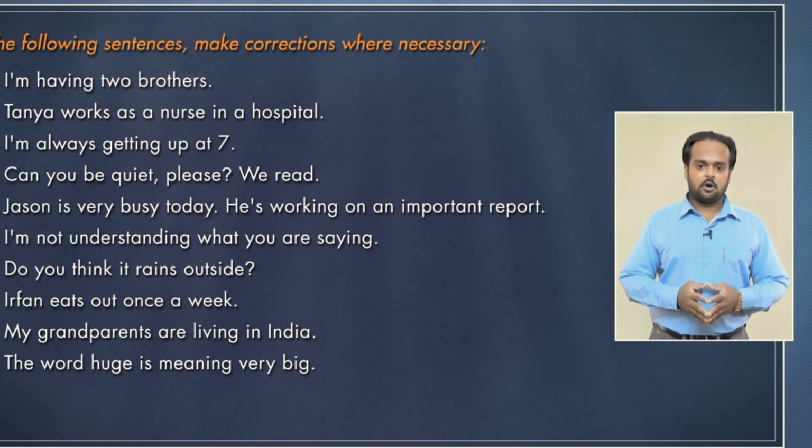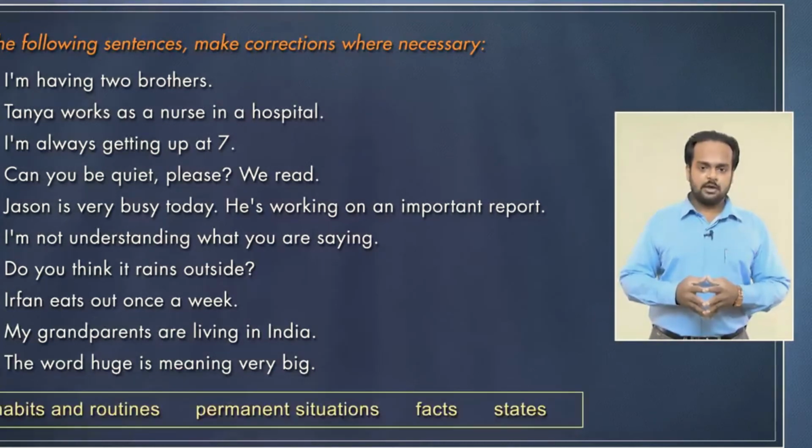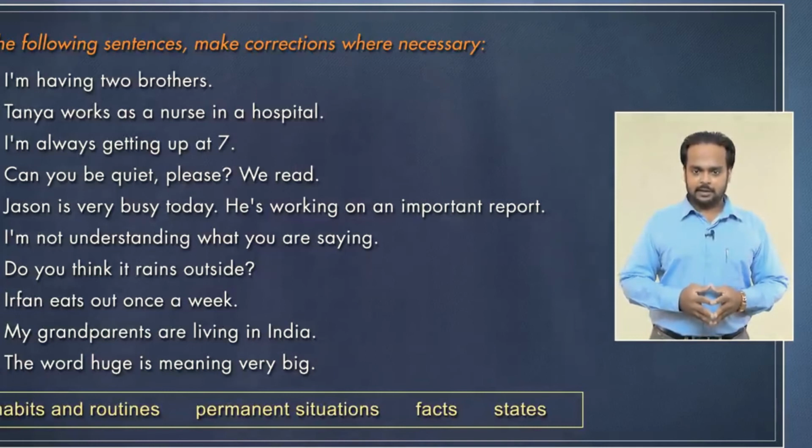On the screen, there are 10 sentences. Some of them are correct and some are wrong. For each sentence, I want you to say if it's correct or not. If a sentence is wrong, change it to the correct form. The 4 uses of the present simple are listed on the screen, so you can look at them and decide your answers. Pause the video now if you want, think about your answers, then play the video again and check.